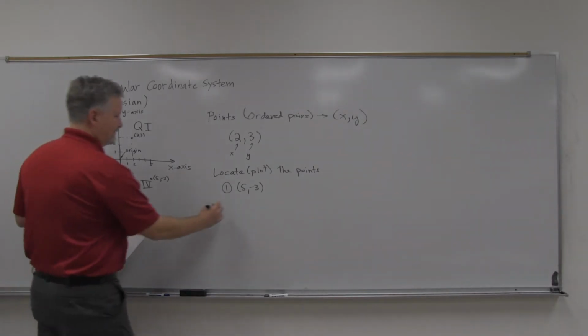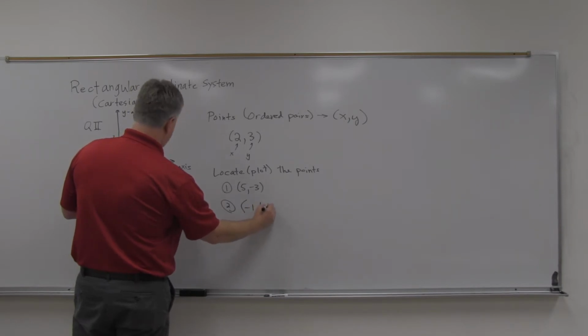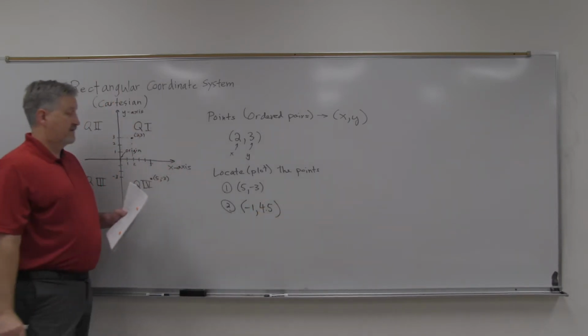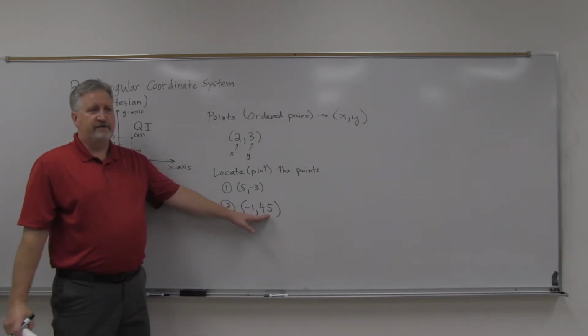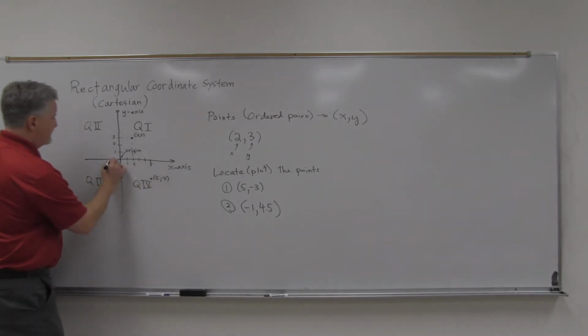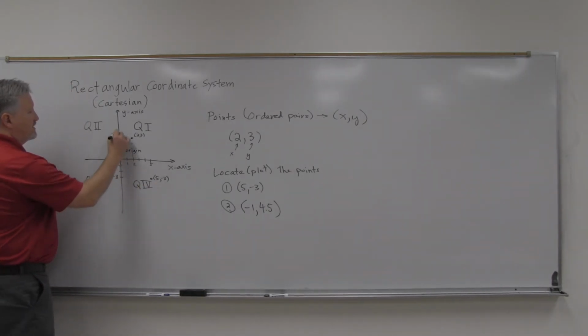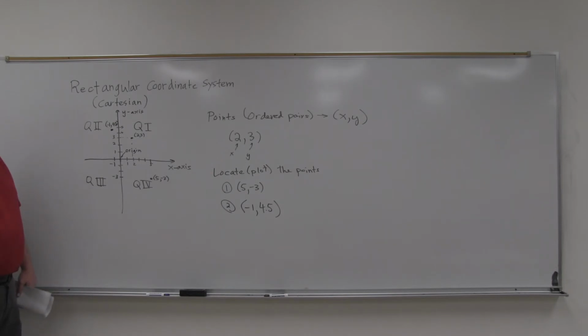What about this one? What quadrant? Negative 1, 4.5. Quadrant 2, yeah. They don't have to be whole numbers or integers, and you can do fractions. So x is negative 1, the y is 4.5, so that would just be halfway between the 4 and the 5, so along about right in there would be the negative 1, 4.5 point.